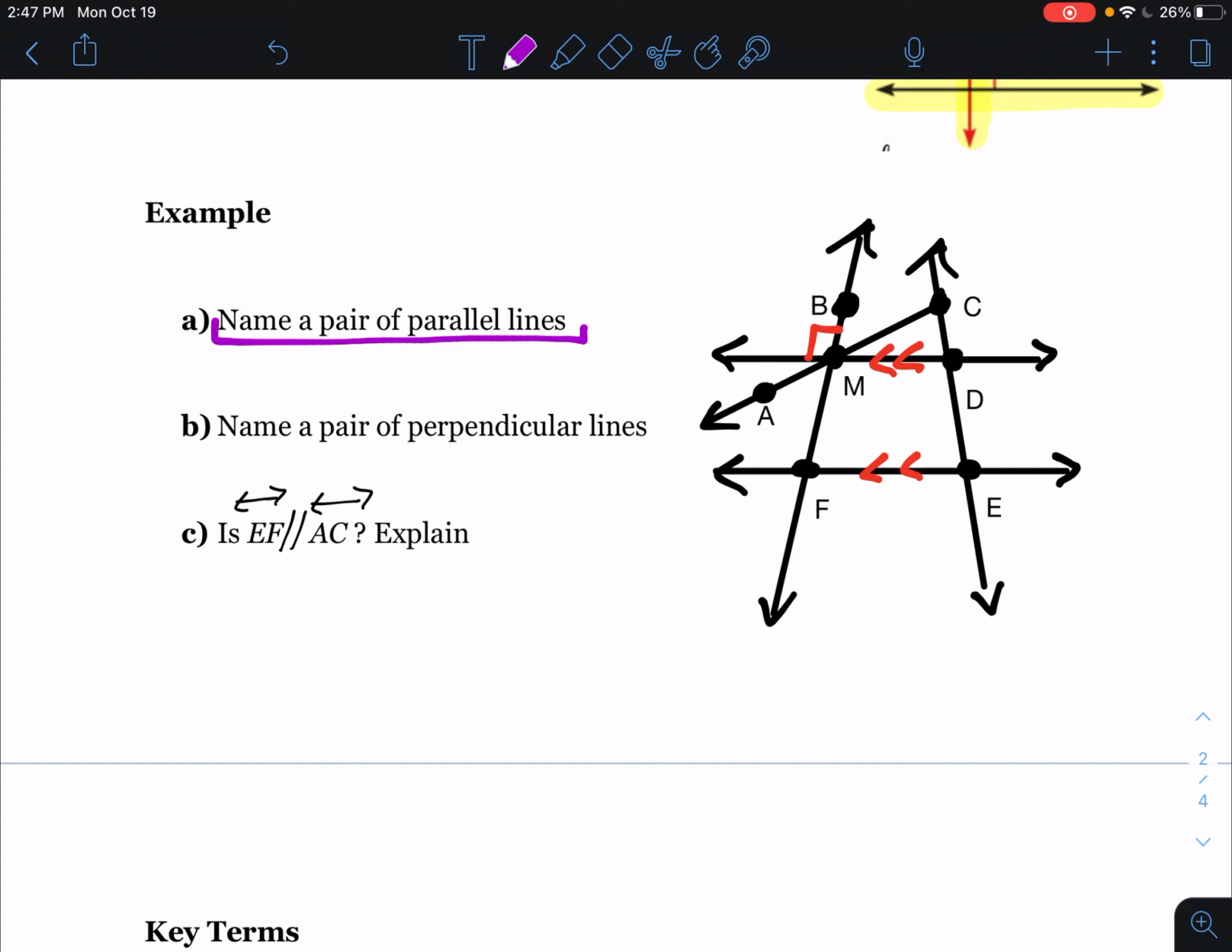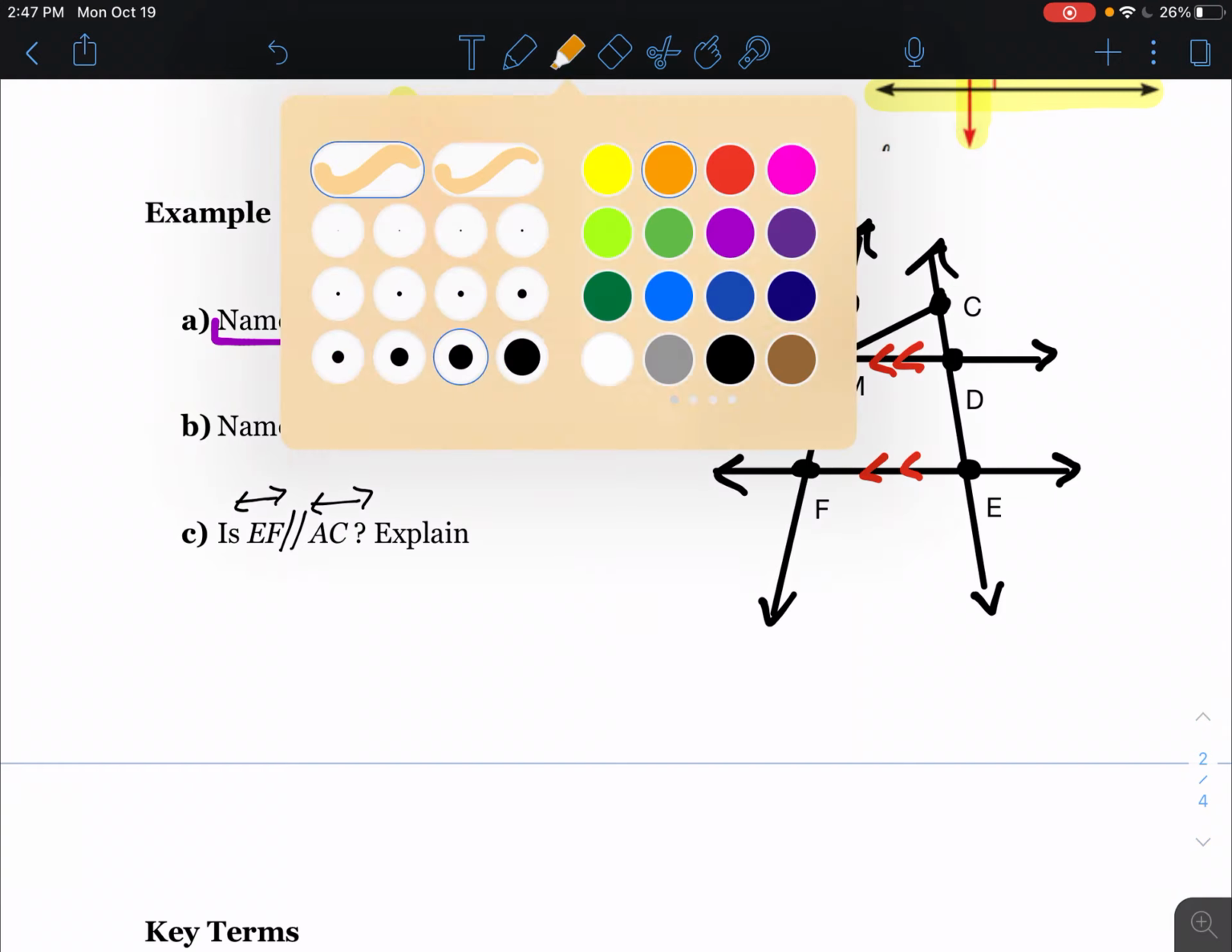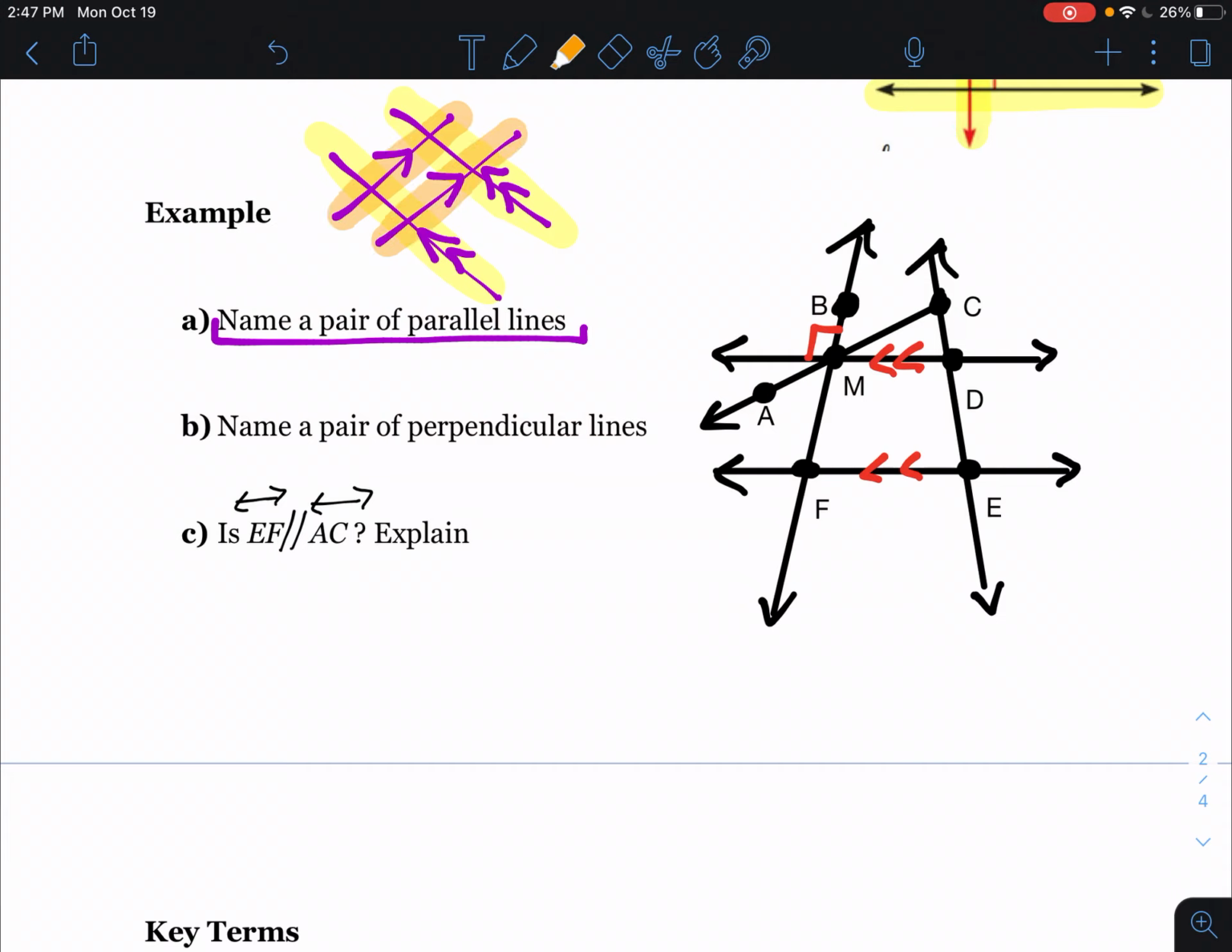So if I had two lines like this, each with one set of arrows, they'd be parallel. And if I had another set of lines intersecting it, and they had two little arrows, that means those two lines are parallel to each other. So these two lines are parallel to each other, and these two lines are parallel to each other. It's all about matching up the number of little, kind of like our tick marks.